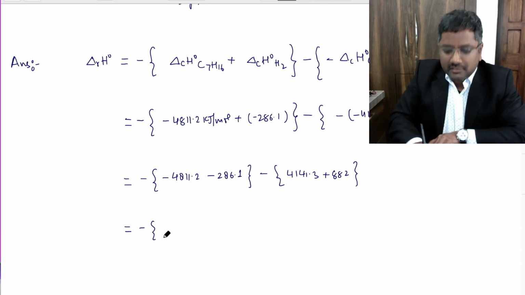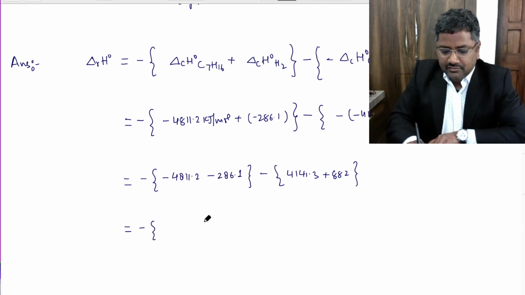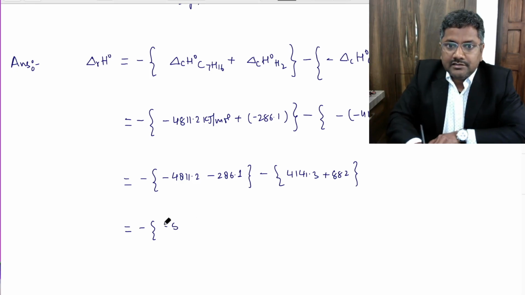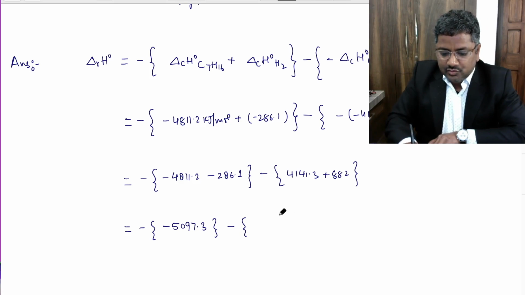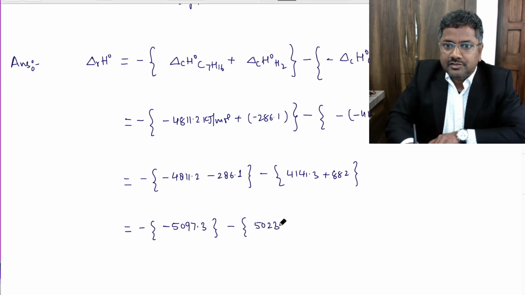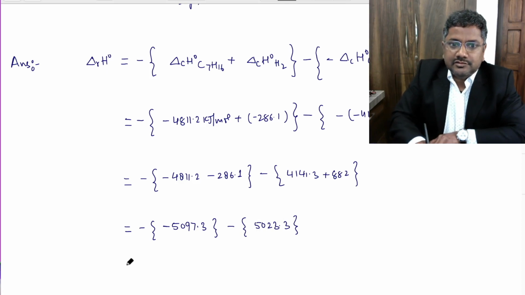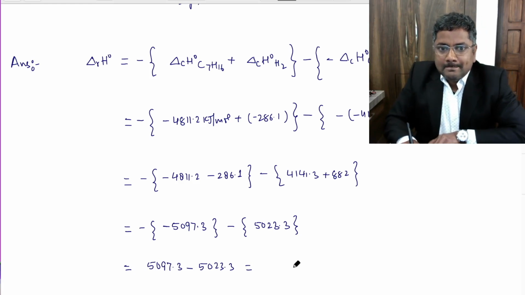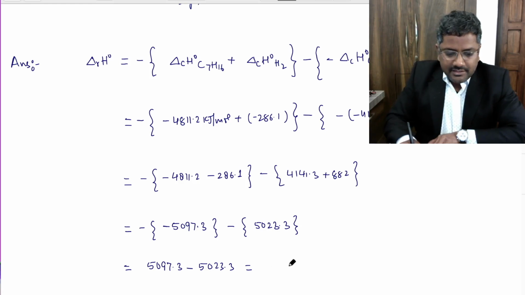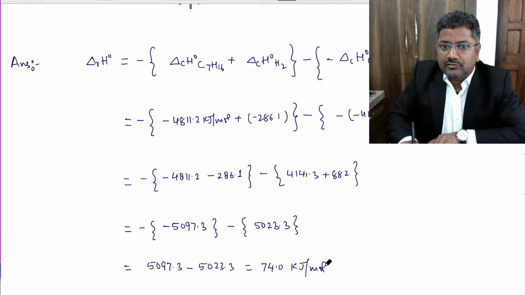So this is minus 5097.3 minus, this is 5023.3. So this is equal to minus 5097.3 minus minus 5023.3. So this is equal to minus 74 kilojoules per mole. So this is the answer, right?